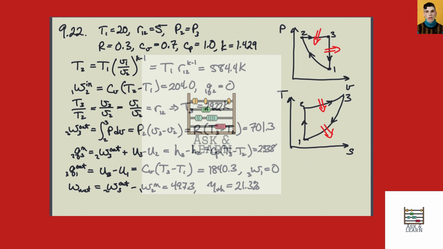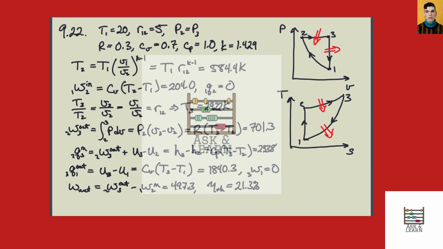Now, let's see here. We have no work in or out here because the volume didn't change. So we know the net work out is this value here, 497.3 kilojoules per kilogram. It's the work out minus the work in between these processes. You can also see that there's a conservation of energy here too.